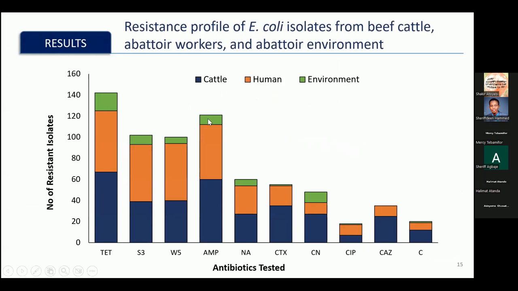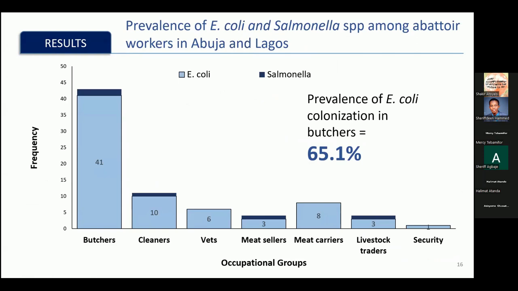So this figure shows the various occupational groups at the abattoir, comprising butchers, cleaners, veterinarians, meat sellers, and the likes. A majority of the E. coli isolates were recovered from butchers, followed by the abattoir cleaners, and then the meat carriers. Only very few Salmonella were recovered. That's why the focus is not on Salmonella, just on E. coli. And the prevalence of E. coli colonization among the butchers was 65.1%.